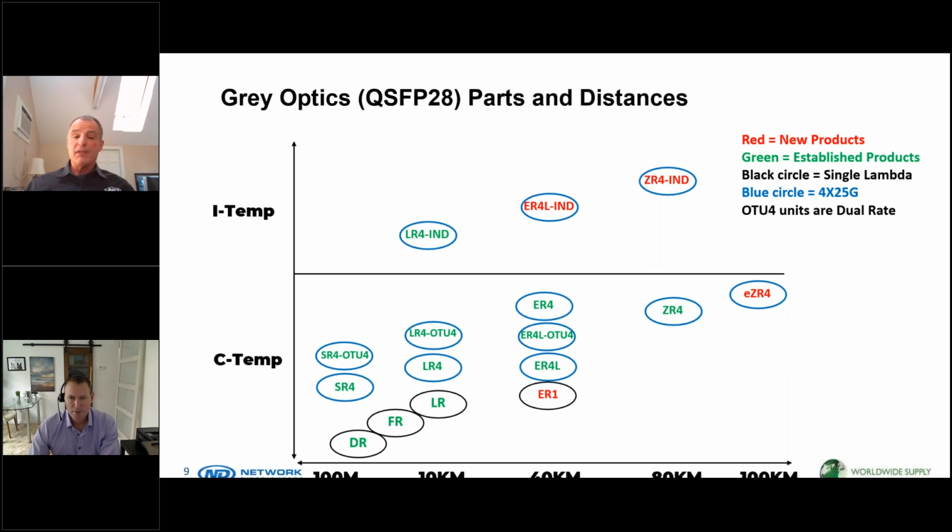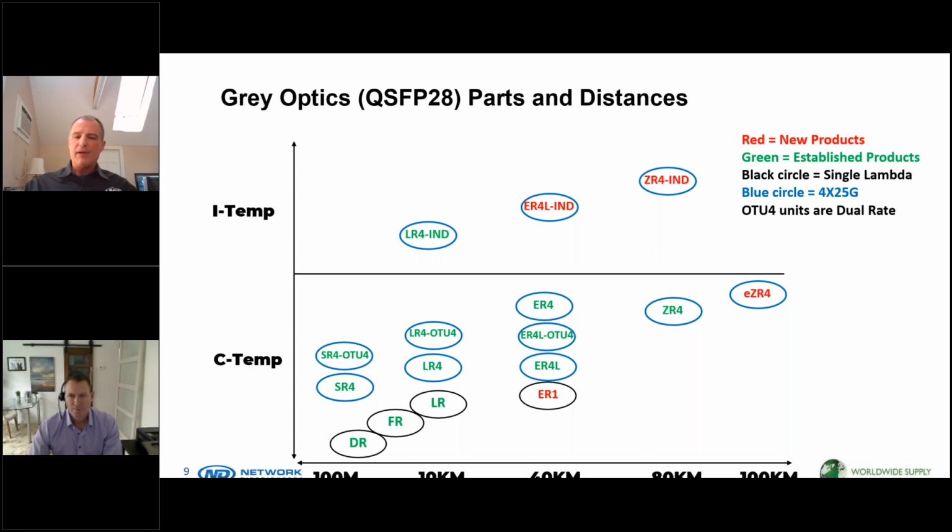And now we're starting to see about 25% of our products, especially in the LR4 and ER4L and ZR4, are becoming industrial. And that's because people are deploying these, especially in hot climates, we start to see that most being used. So up on here, those that are green are established products. Those that are red are what we consider new products.